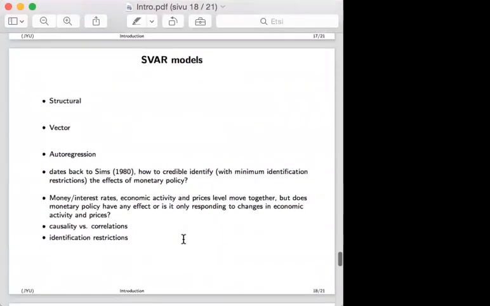The other type of models that are heavily used in the literature are structural VARs, which are time series models with some structural restrictions to identify structural shocks. The idea is to use as little theory as possible to credibly identify different shocks. And originally in Sims' seminal paper, the task was to identify monetary policy shocks.